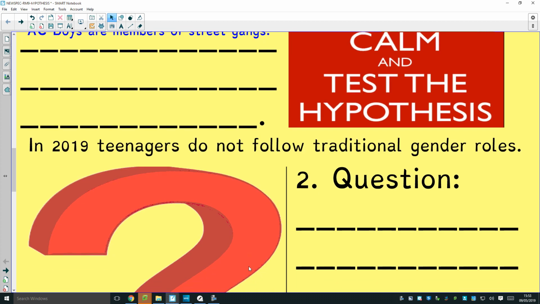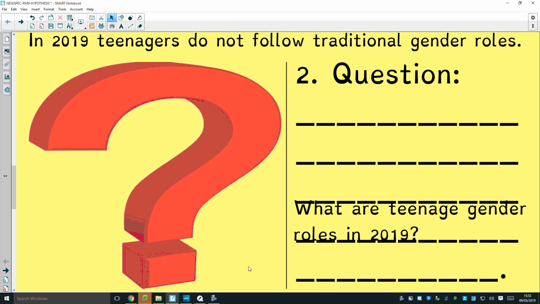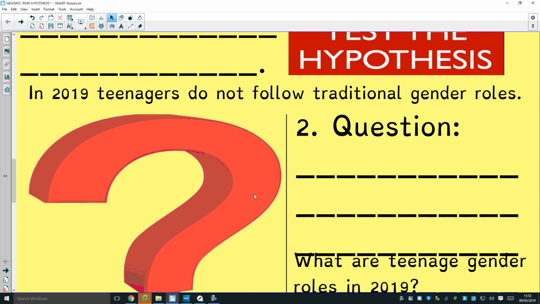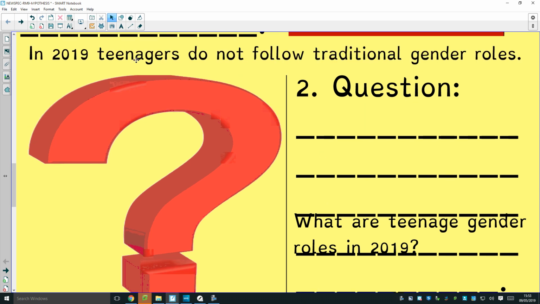Though often in sociology you don't do that, you may start off with a question instead. You're going to find out something. Instead of saying this is true, you're going to admit you don't know and find out. So you ask a question. Linked to that hypothesis, you can ask the question: what are teenage gender roles in 2019? You're studying the same area, but approaching it in a different way.